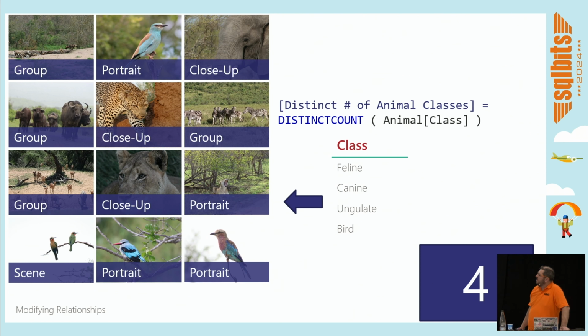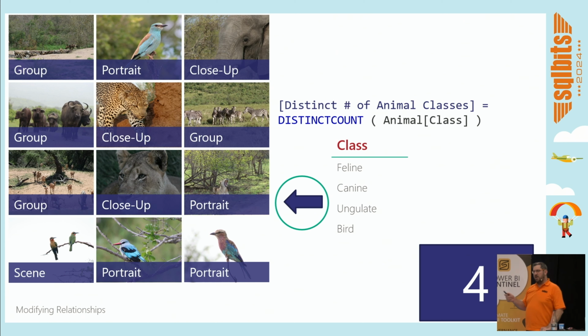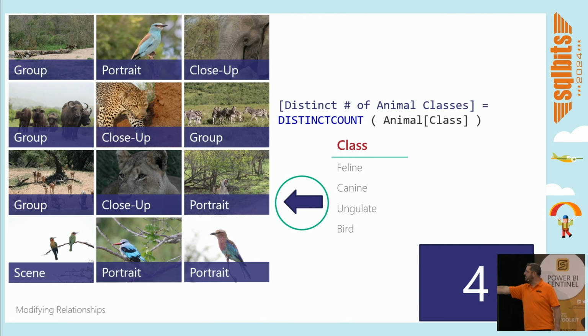What happens if I then filter down to a specific set of photographs? So let's take all the scene photographs. If I look at all the scene photographs, there's only one photograph, right? How many distinct animal classes can I have for one photograph? Only one. What is the answer going to be if I execute this query? 4. Why is it going to be 4? Because filtering that table doesn't filter this table because of the relationship. The relationship goes in that direction. It does not come back in this direction.